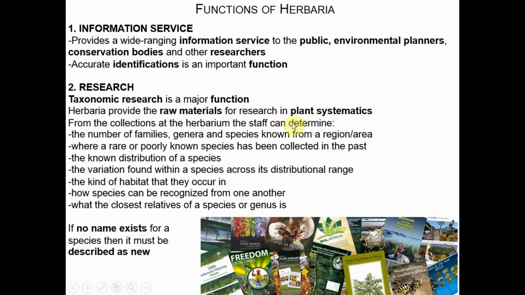From the collections we can tell a lot of things. For example, the number of families, genera and species in a known area. If you remember, the Flora with the capital F. Where poorly or rarely collected things are, the known distribution of a species, because you would have lots of people collecting the same species from different areas. In that sense, you could also then look at variation across different populations of species, the habitat that they are found in, how we distinguish between species. And then of course we always discover new species, so if no name exists, then new species have to be described.